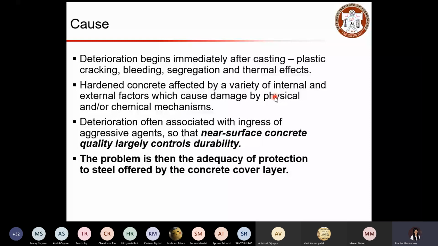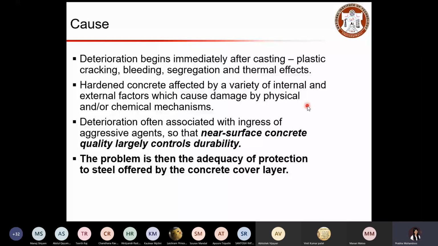And hardened concrete will be significantly affected by various factors, internal as well as external, which could cause damage by physical and chemical mechanisms. This basically represents the pores and voids inside your concrete, and the other aggressive elements outside your concrete that could damage it.